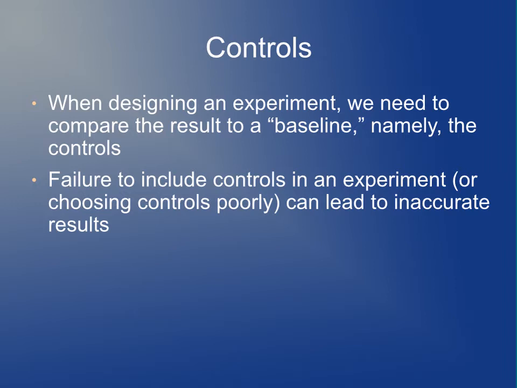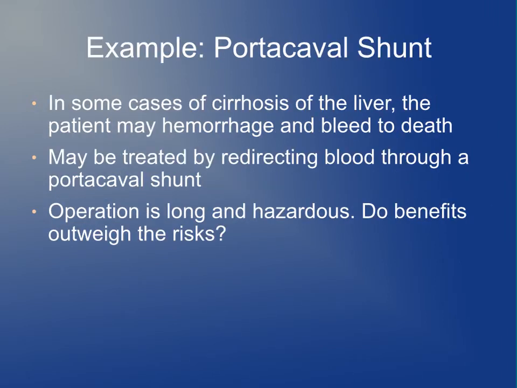A control represents something like a baseline. Either they don't get a treatment or they're people without disease, whatever the case may be. If you don't include controls in an experiment or you do a bad job of choosing controls, that can give you inaccurate results. An example of this in the medical literature were some early experiments on a procedure called the portacaval shunt.